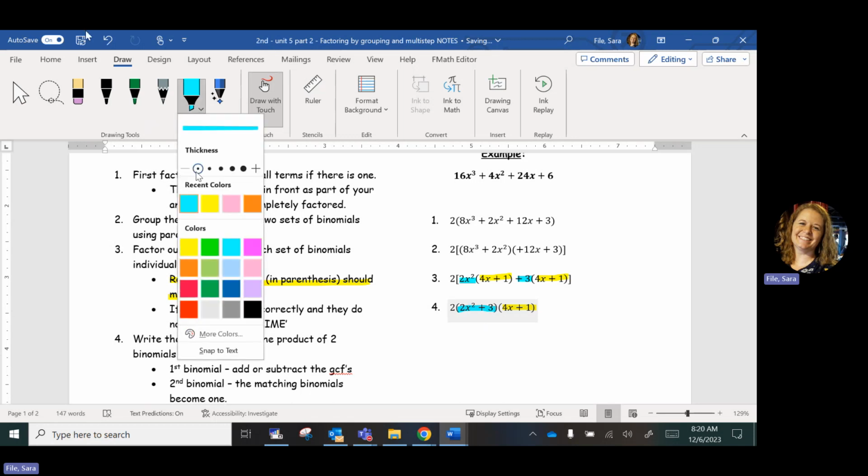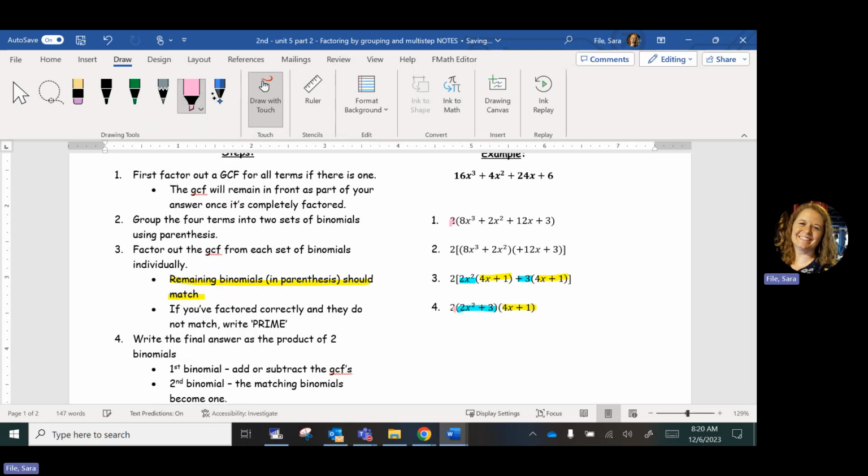Now, in this case, we had a GCF that we took out at the beginning. It does not disappear. Notice it's still here in front of both of those binomials. Okay, so first factor out a GCF if possible. Okay, and then you do your grouping method. Now, if you have factored correctly and your leftovers do not match, that tells us that it's a prime expression. It's not factorable. Good? All right, so let's jump into some examples here then.